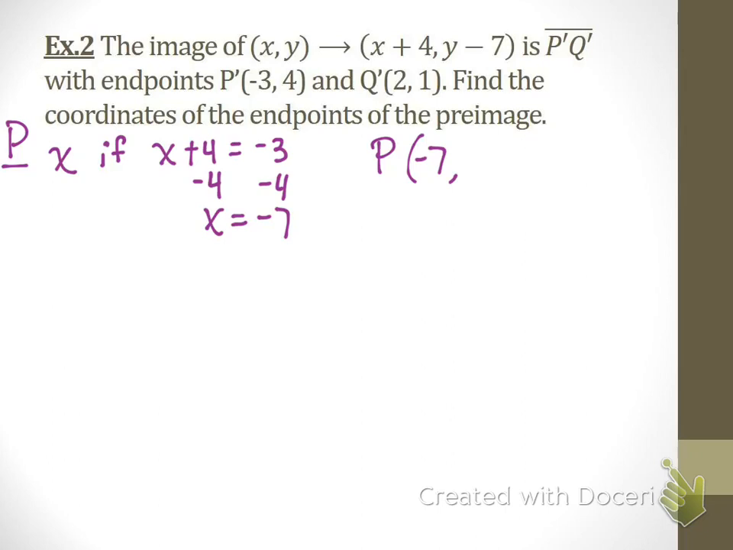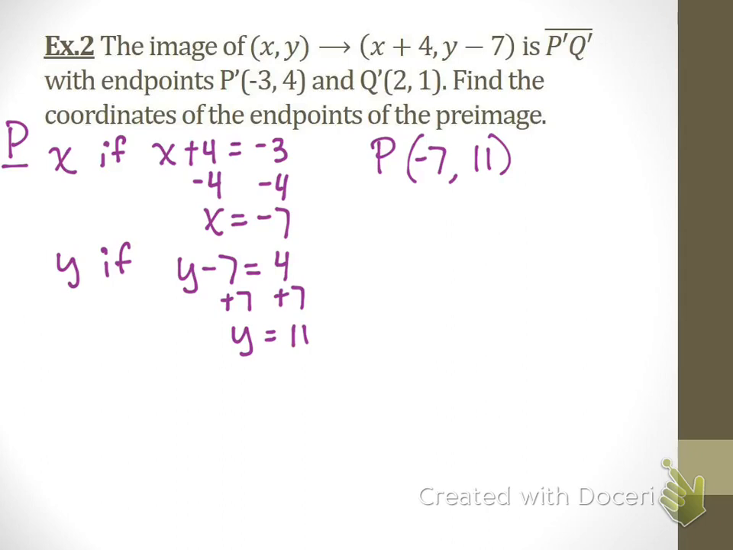Yes, we would end up adding 7. So if we're trying to find y, if y minus 7 came out to be 4, then yes, we would add the 7 on both sides, and we would get that the y coordinate is 11. Are we done with this problem? Why not? Okay, we still have to find q.